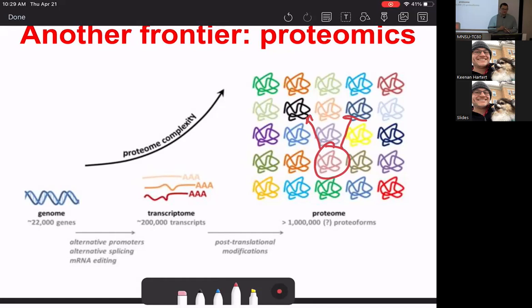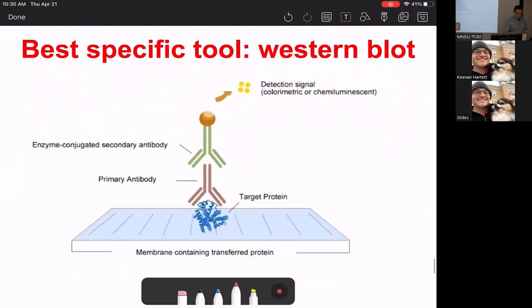Because there are expensive, good chemistry tools to use, but there's one that's cheap and everybody loves. If you need to know where a protein is, you just use a Western blot. This is a good little summary of how that works. It's an antibody again.